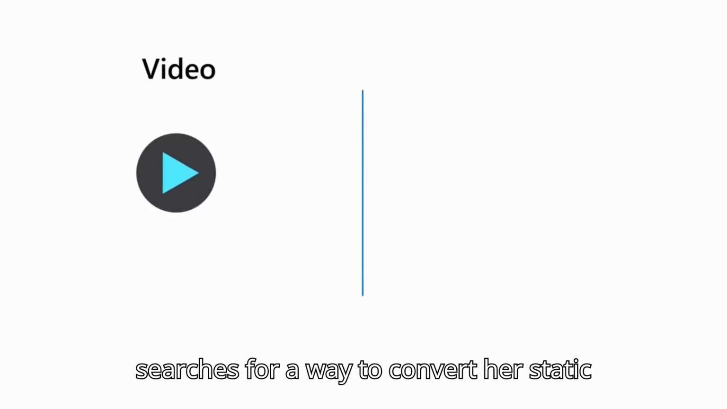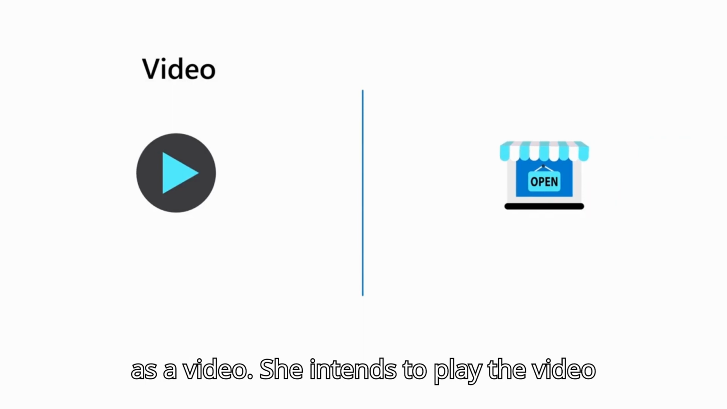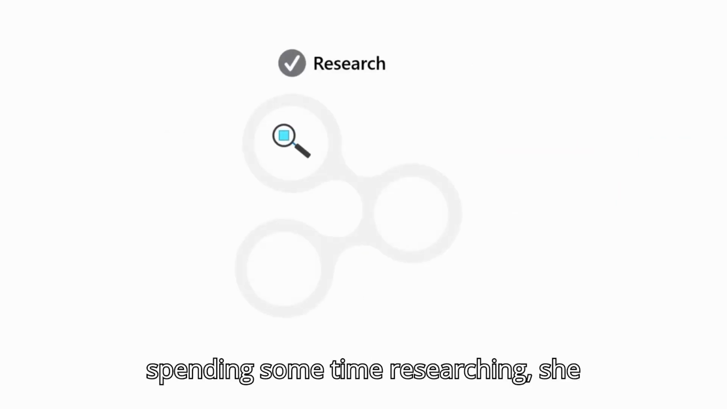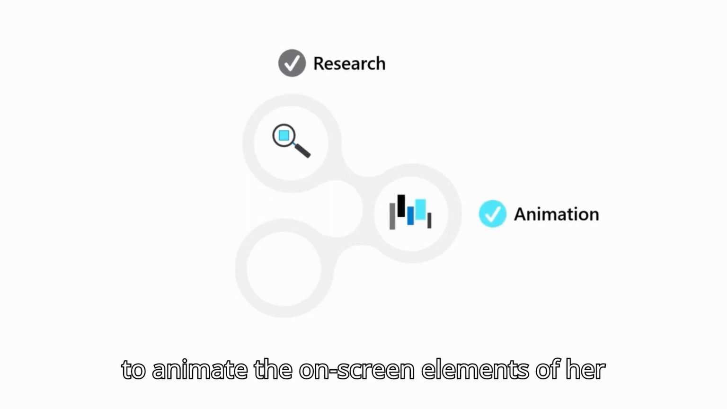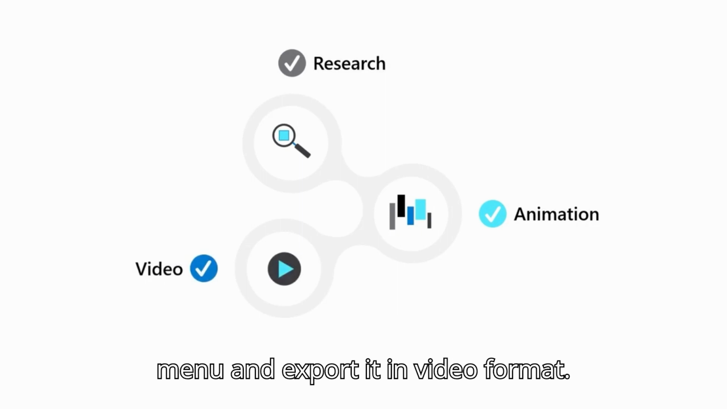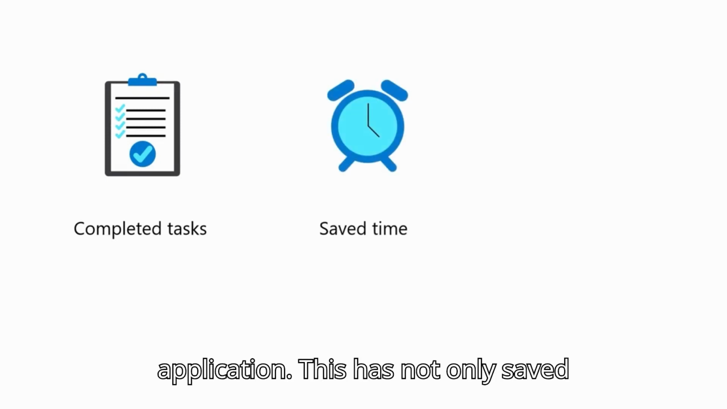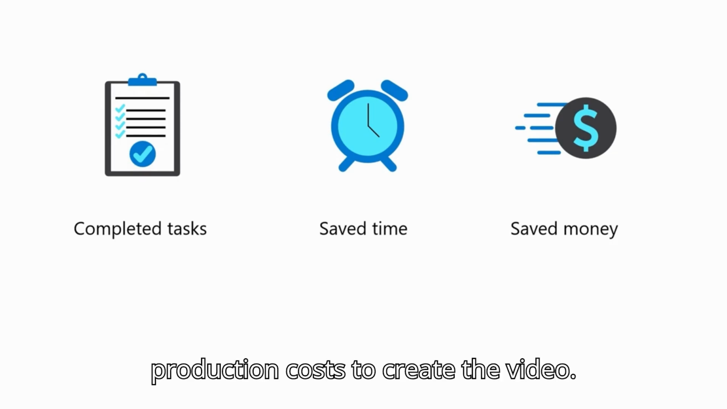Next, Sam searches for a way to convert her static menu into something more exciting, such as a video. She intends to play the video on the screen in store. After spending some time researching, she discovers that PowerPoint has the option to animate the on-screen elements of her menu and export it in video format. With that, Sam has completed 2 tasks in one sitting, using one software application. This has not only saved time, but also avoided additional production costs to create the video.